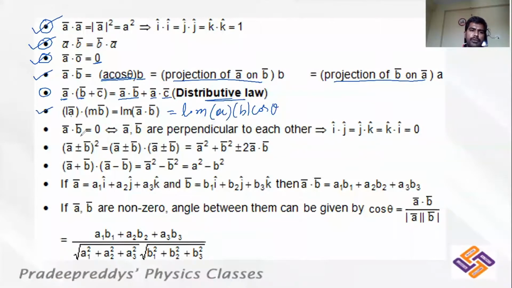Next, as I told you, if a dot b is equal to 0, both are perpendicular to each other. So if the dot product of any two vectors is 0, it means that they are perpendicular to each other. i dot j, j dot k, k dot i is equal to 0. Next, the (a plus b) whole square formula is valid when you are doing dot product. Similarly, the (a plus b)(a minus b) rule is valid when you are doing dot product.